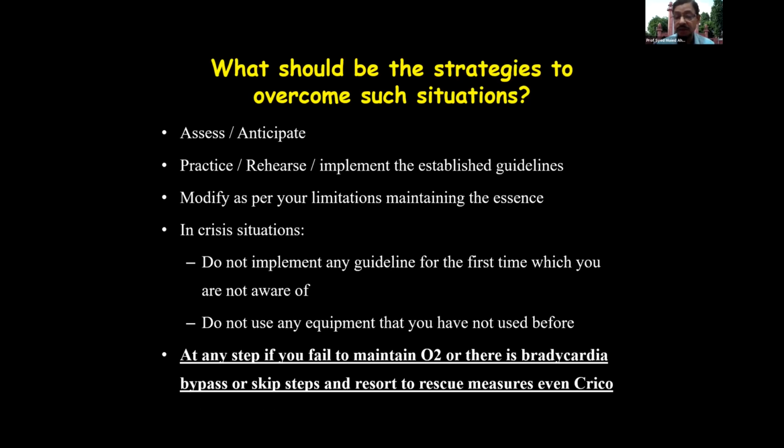Modify as per your limitations, whatever facilities you have in your own institution, but maintain the essence of the guideline. Especially in a crisis situation, always remember, do not implement any new guideline or anything which you have never done before, and do not use any equipment which you have not used before. These are the two most important things which you always have to remember. And at any point of time, if you think that you are not able to maintain the oxygenation of the patient, you can always skip the step and go to the rescue strategy which exists.